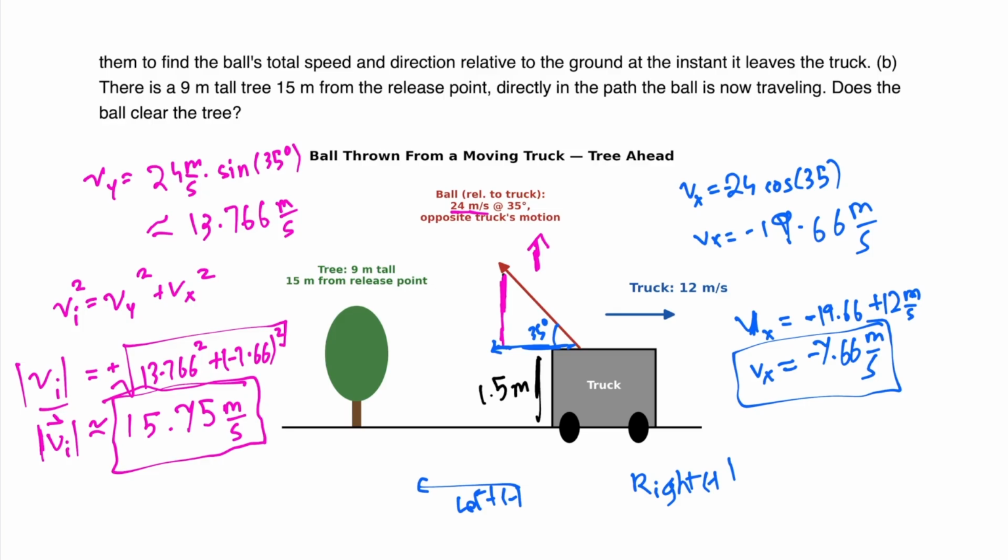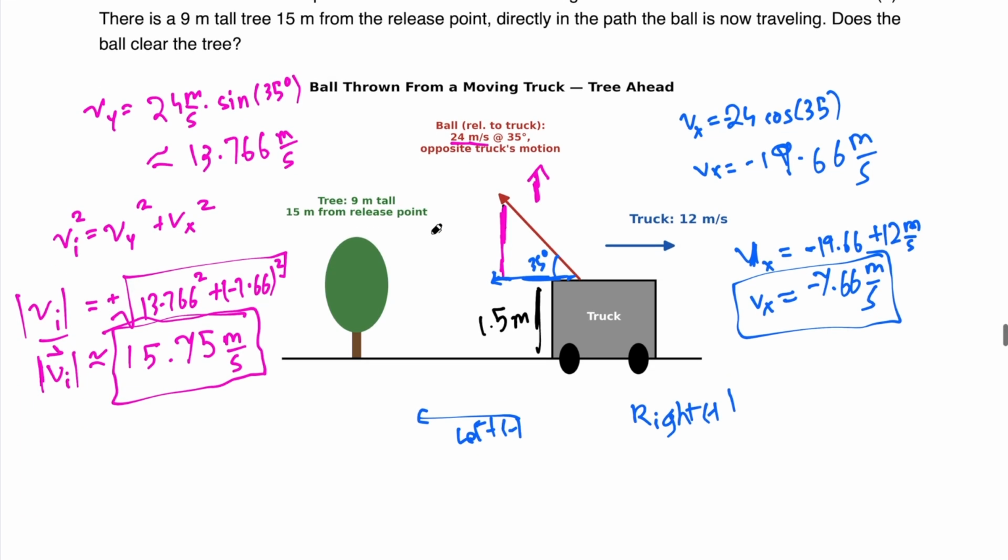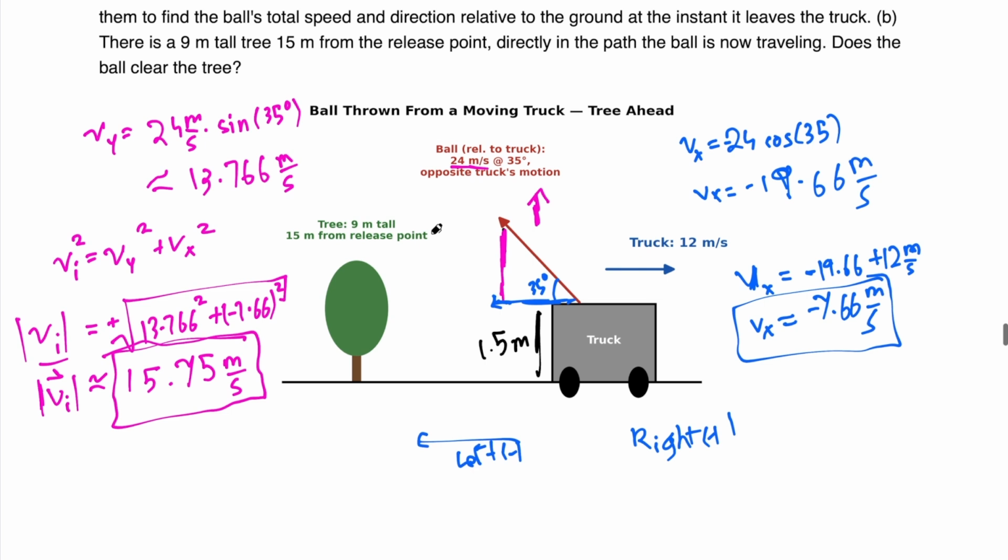Now, what else do we need? We also need the direction relative to the ground at the instant it leaves the truck. Okay, so then we could just do direction is just arctangent of velocity y, which is 13.766 in the positive direction, over negative 7.66.